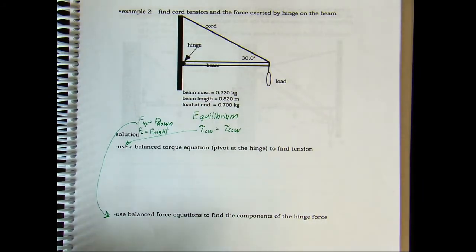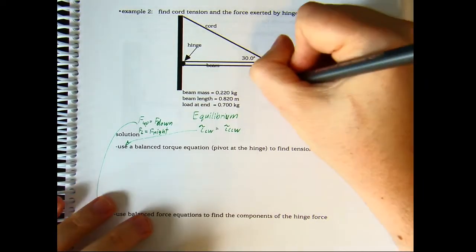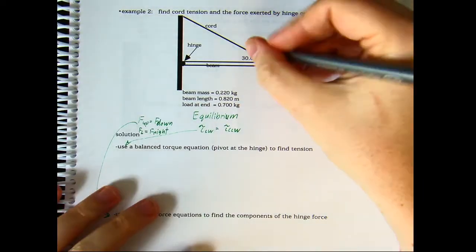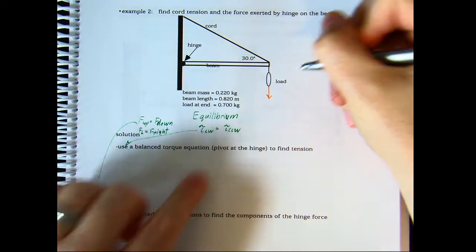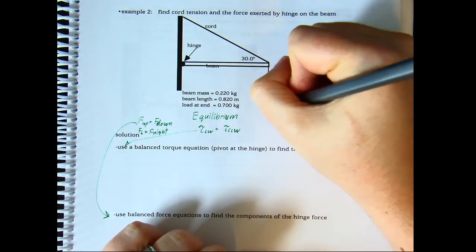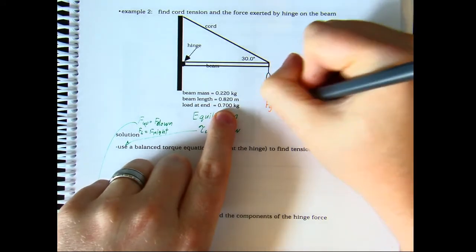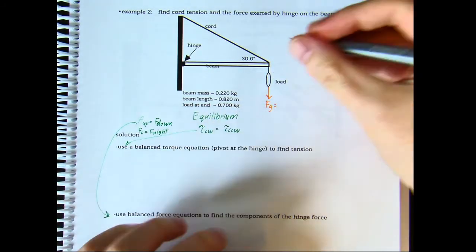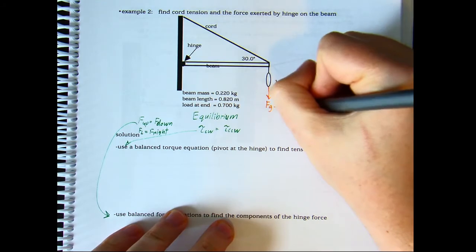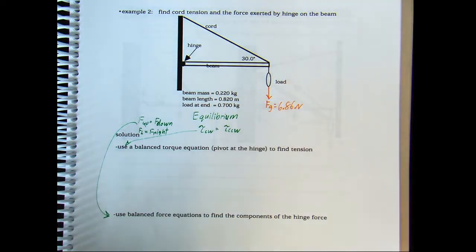So let's draw our free body diagram. And I'm just going to put as much information in there right away as I can. So there's a load on the end, so there's going to be a force of gravity here. We're told the mass is 0.7, so I'm just going to go ahead and do the calculation. 0.7 times 9.8 is 6.86 newtons, so that's the force acting downwards there.